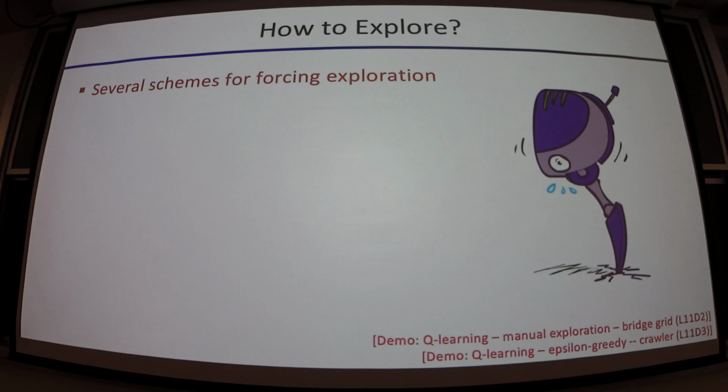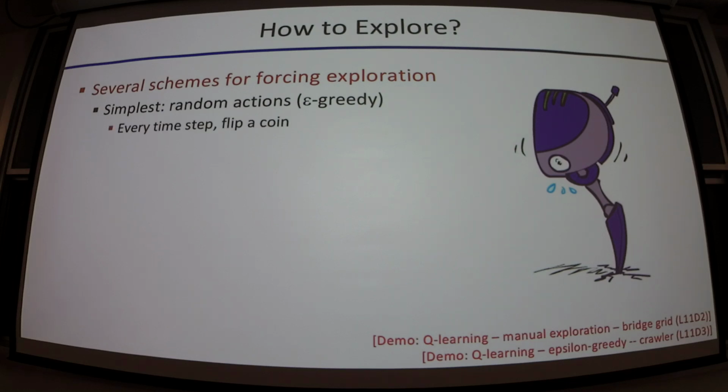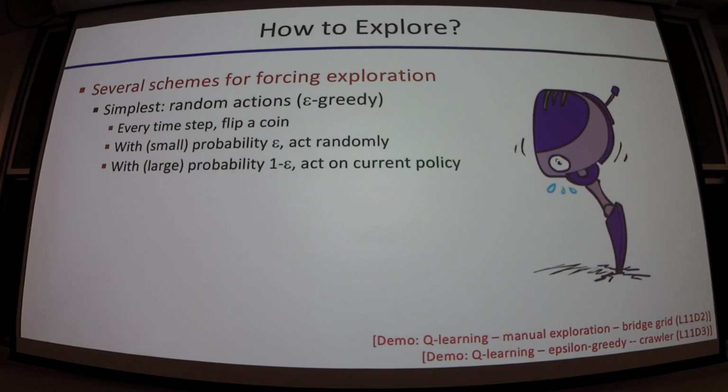So how do you decide when to explore or how to explore? There's several ways to do this. The first one we're going to talk about is this notion of epsilon greedy, which is this kind of concept of taking random actions. So every time step you flip some coin, and with some probability, usually small, epsilon in this case, you act randomly. But then with 1 minus epsilon probability, you act on your policy.